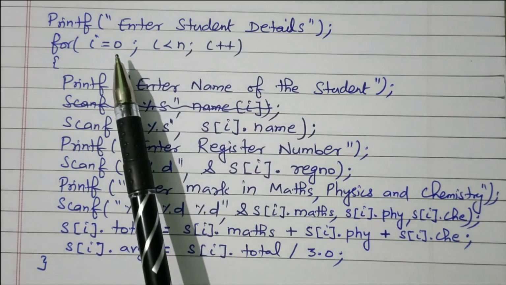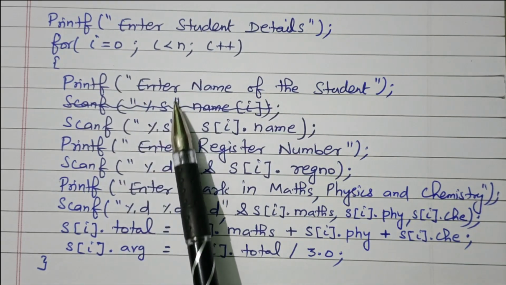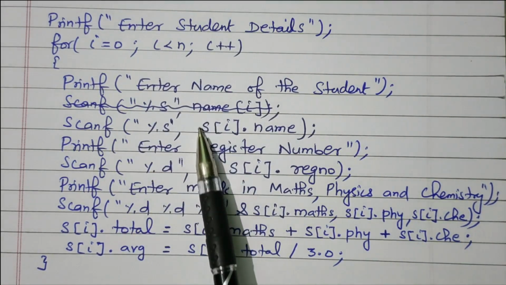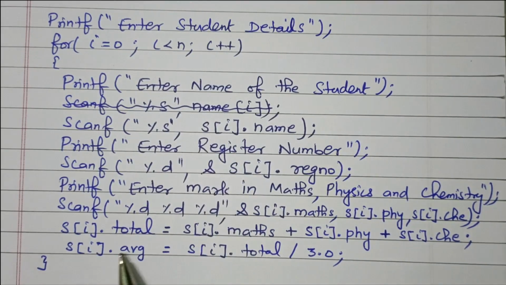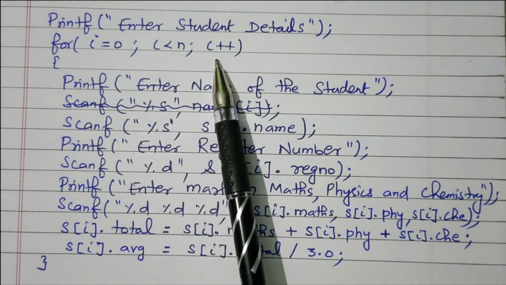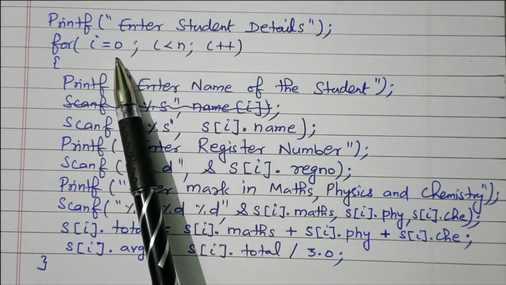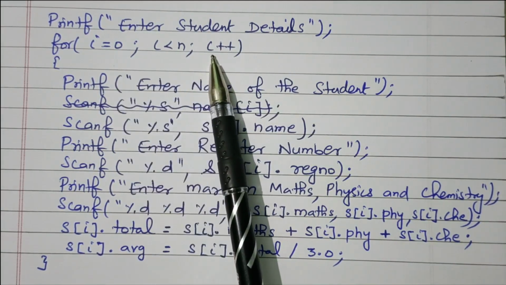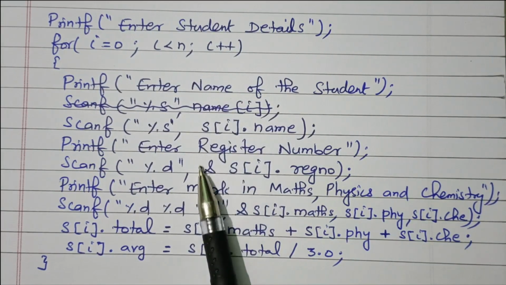Right. So initially i equal to 0. All the data we received from the user and what we calculated, total, average, everything refers to s of 0. That refers to the first student detail. After completing this, i will be incremented. i is 0, i plus plus means it becomes 1. Right. Now again the same process is repeated.